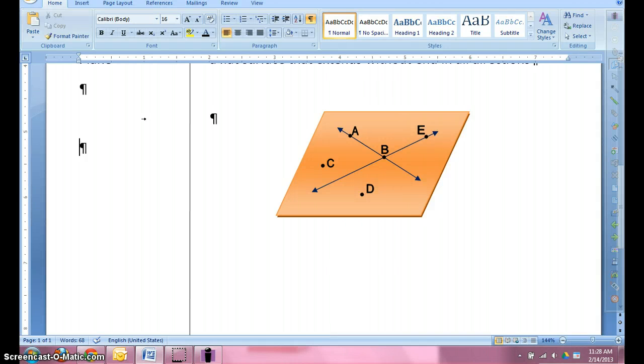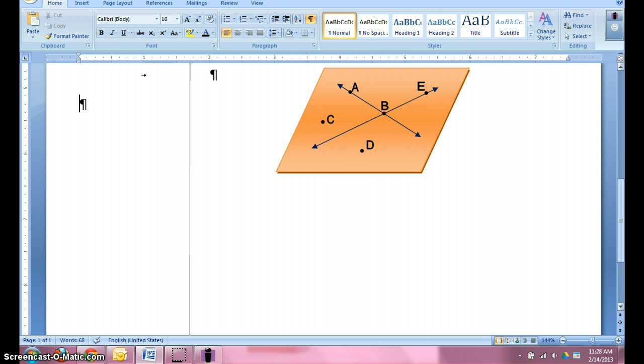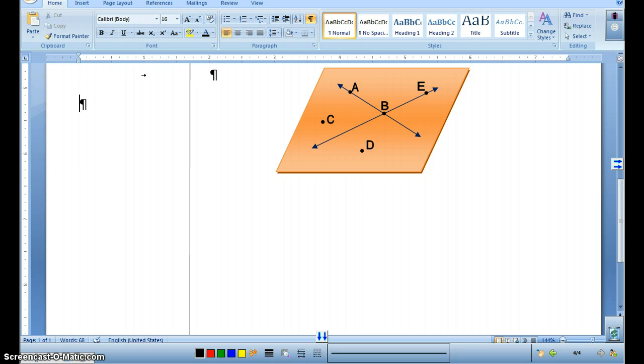I'm going to scoot the screen down just a little bit so we get the picture at the top. You do want to have this picture drawn in your notes. If we wanted to name a point, we would just say point A, or you could just write A. Or you could just list them as A, B, C, D, and E. Nothing special there. Just list the points.